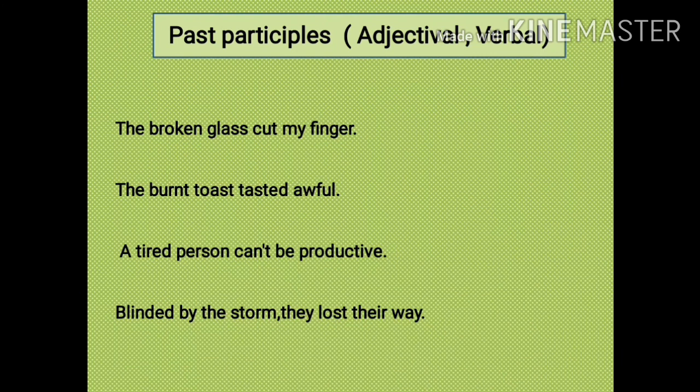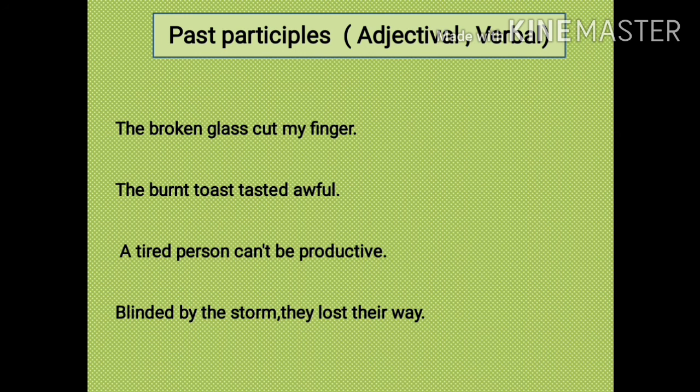Second example, the burnt toast tasted awful. In this example, we have tasted, the main verb, and the secondary verb, that is the third form of the verb, burnt. Toast is the noun. The word burnt describes the noun toast. Let us ask the question, which toast? Burnt toast. So, the word burnt is describing the noun toast. So, this is going to be an adjectival past participle. It is a past participle because it is ending with nt, and because it is describing the noun toast, it will be an adjectival past participle.